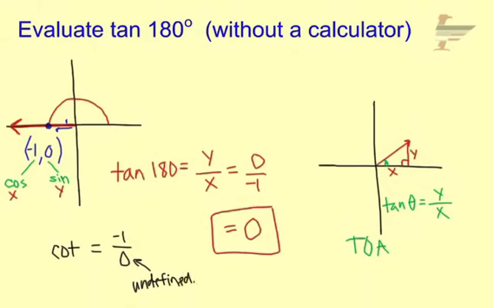So just be careful with the zeros, but anytime you need tangent of one of these angles that lands on an axis, just do your y divided by your x from those 4 points on the unit circle.